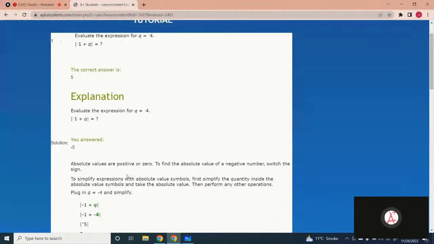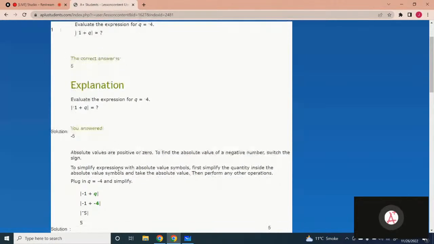Okay, here is the definition. Absolute value is positive or zero. To find the absolute value of a negative number, switch the sign. Got it? If the value you are going to calculate is negative, just make it positive. Got it?